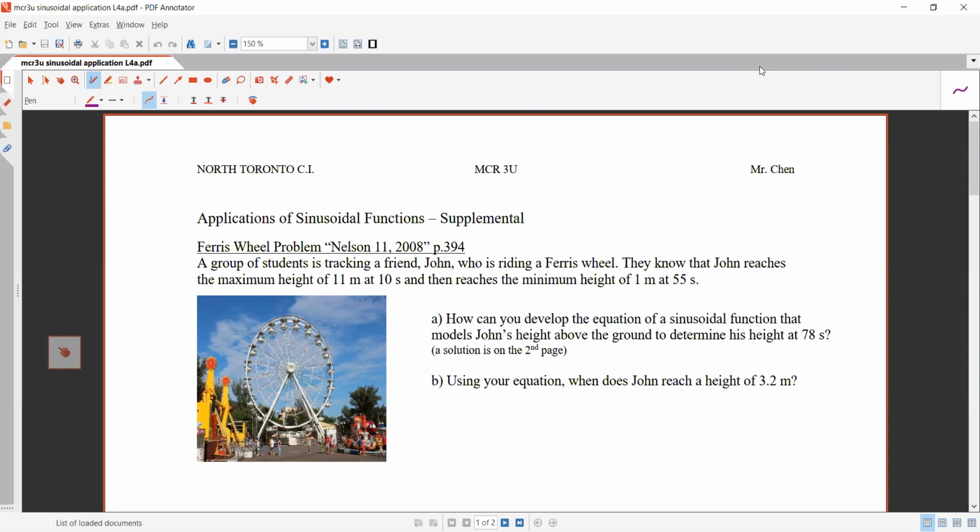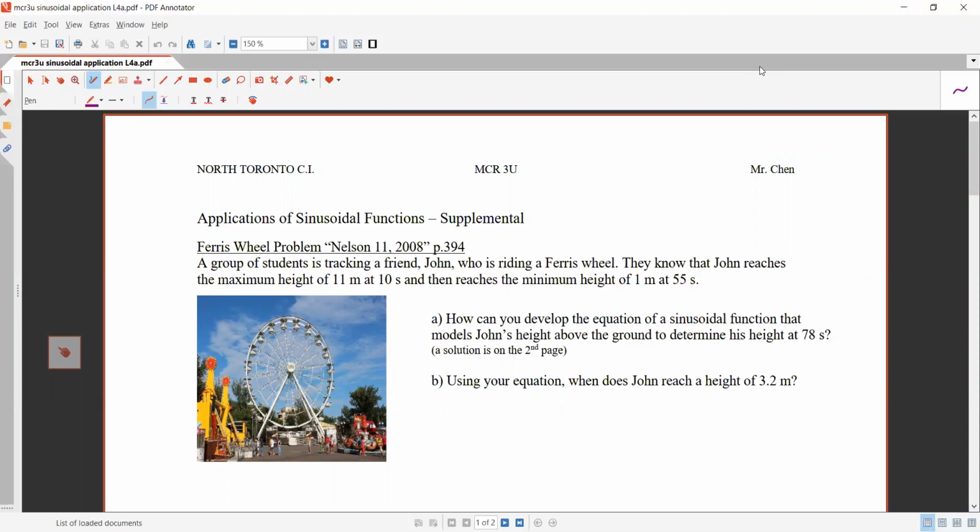I wanted to take a look at, first of all, a particular Ferris wheel problem. I've taken this from the 2008 Nelson 11 mathematics functions book. On the second page, there's a full solution, but I wanted to walk you through how to actually do it. I also introduced a second question to see if you could understand what's going on with this whole unit of trigonometric functions of periodic phenomena.